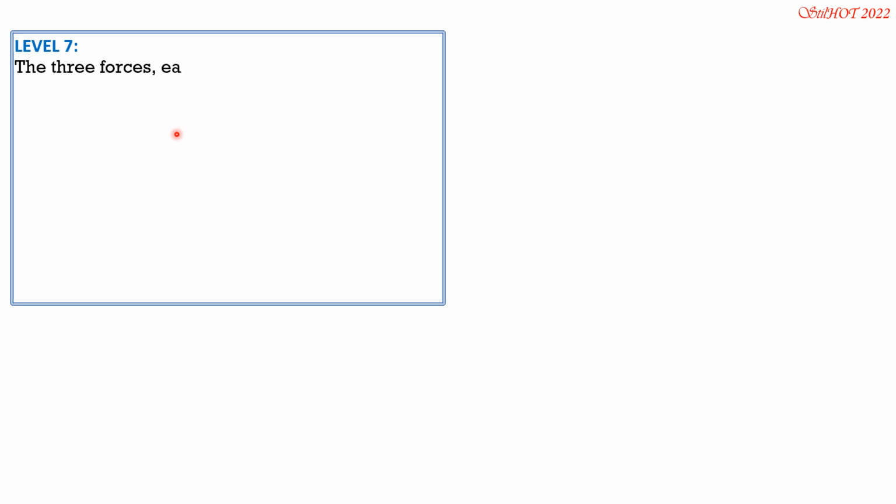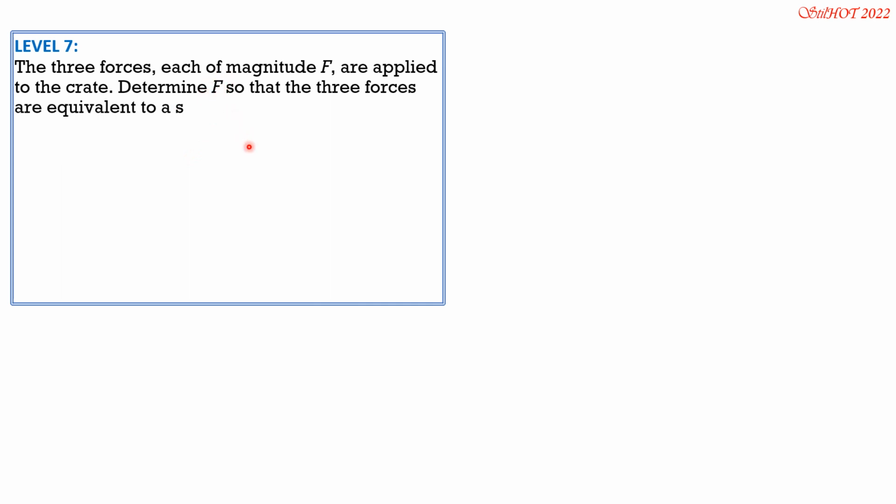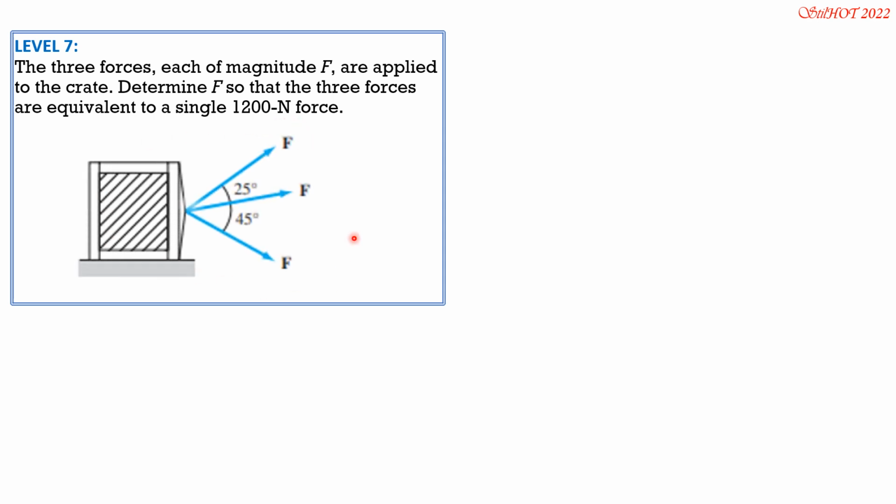Level 7. The 3 forces, each of magnitude F, are applied to the crate. Determine F, so just the magnitude, so that the 3 forces are equivalent to a single 1,200 Newton force. So this is the given figure.